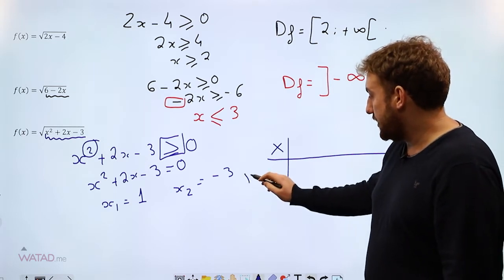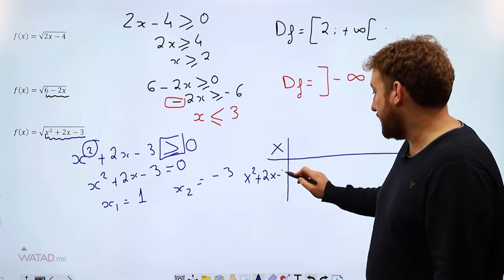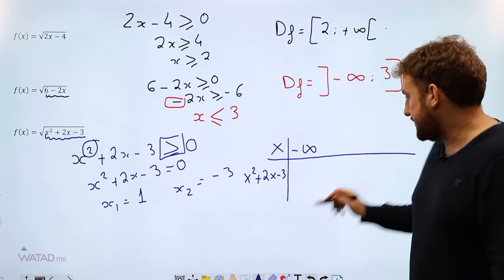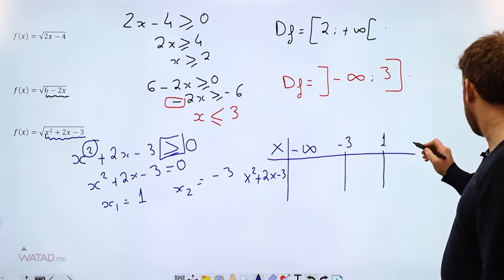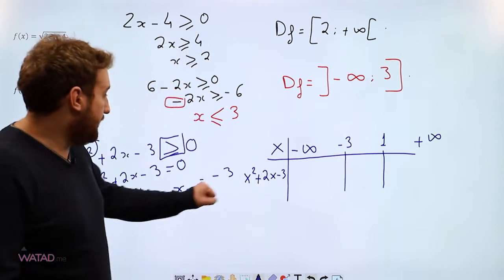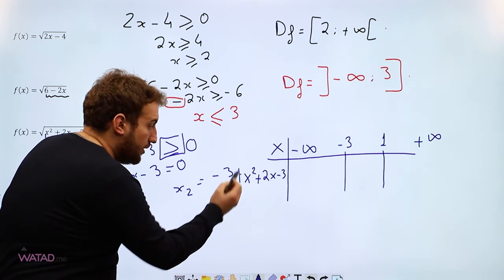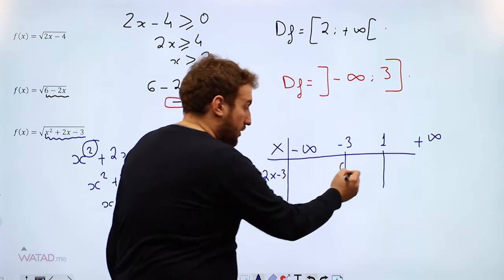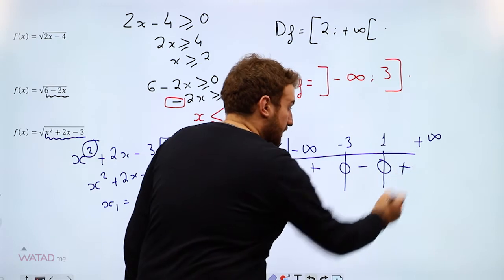So I need the x, I need the x squared plus 2x minus 3. Here we should put the values minus infinity, first the smallest, which is the minus 3, then 1, and finally the plus infinity. Now, we know that here the coefficient of x squared is 1, right? Which is positive. So here it will be plus, here it will be minus, here it will be plus.